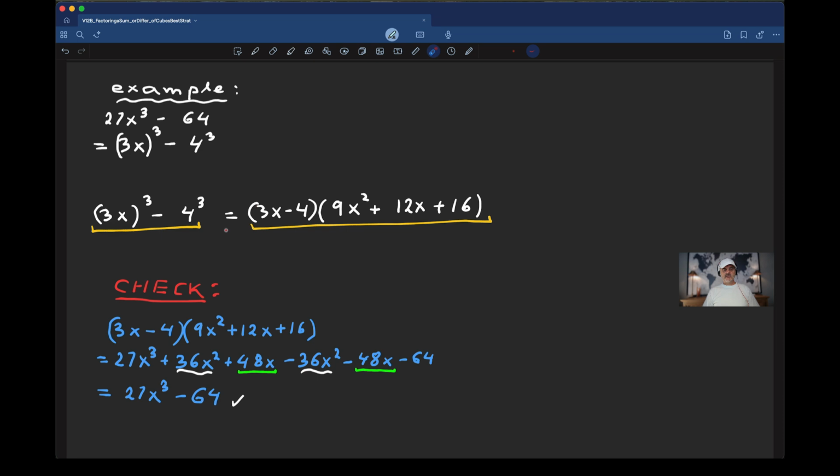So difference equals the product of a binomial where the difference is utilized. So 3x minus 4 times the trinomial, which is the first term squared. So you get 9x squared because 3x to the power of 2 gives you that. The last term, negative 4 squared, is positive 16. And then you add a product in between of the first and the last term. So 3x times 4 is 12x.